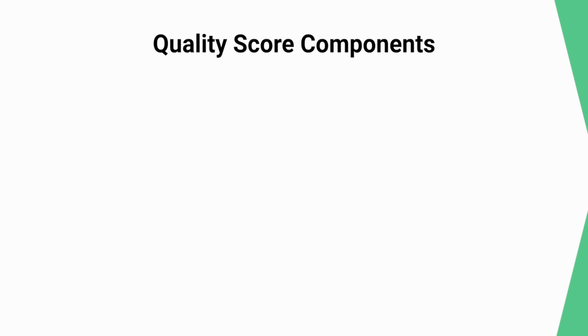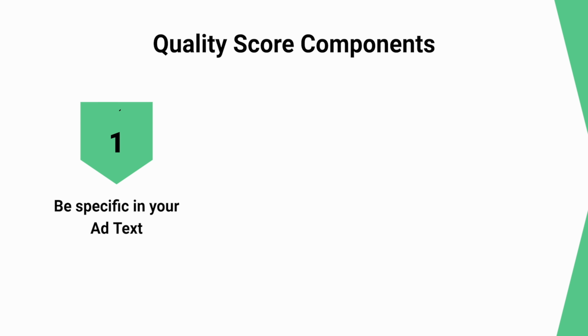The three components of the quality scores. Expected click-through rates or CTRs predict whether your keywords are likely to lead to an ad click. You should be actively working on improving your CTR, which is how often users who see your ad will actually end up clicking on it. You need to be specific in your ad text to improve your CTR and hence improve your quality score. This can be done by including keywords in your ad text, especially in the headline section or the descriptions, to show people that your ad is directly relevant to that search term.